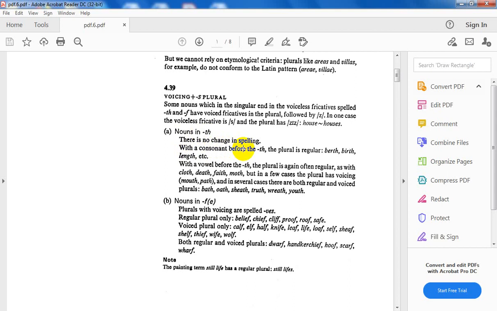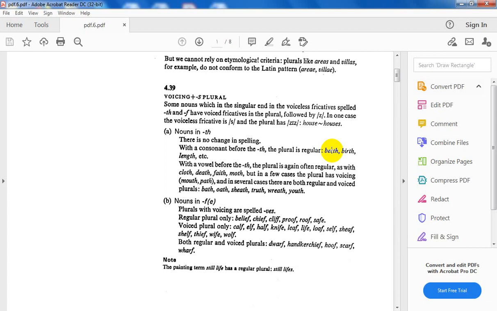With a consonant before the th, the plural is regular. This is a rule. If the final th is preceded by a consonant, it just takes the regular plural form, just adding s or es.